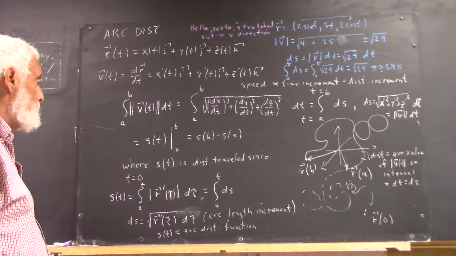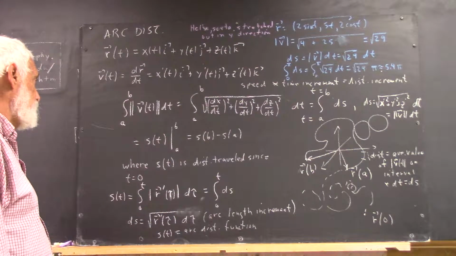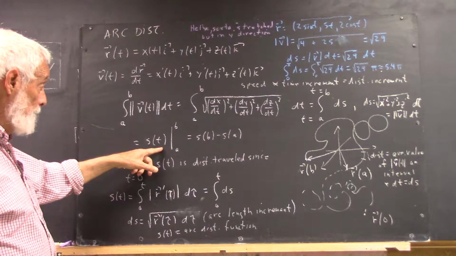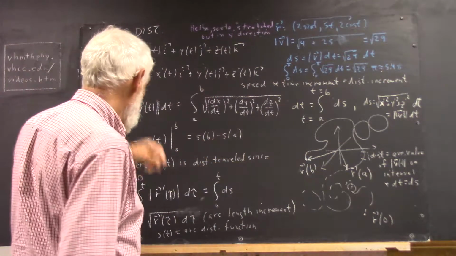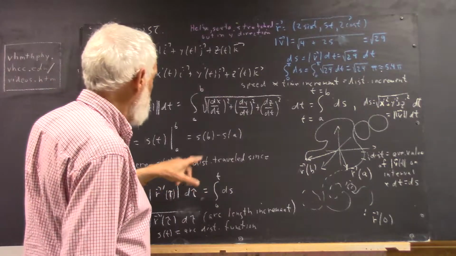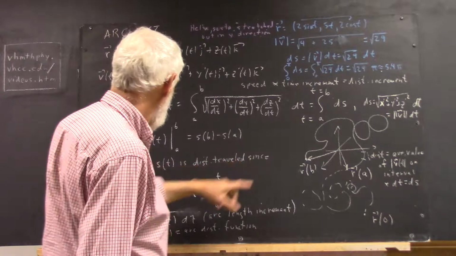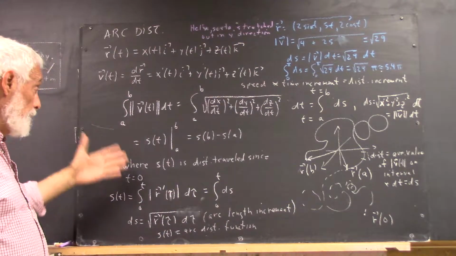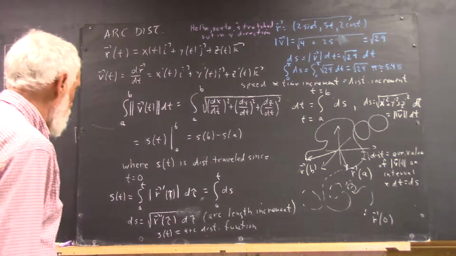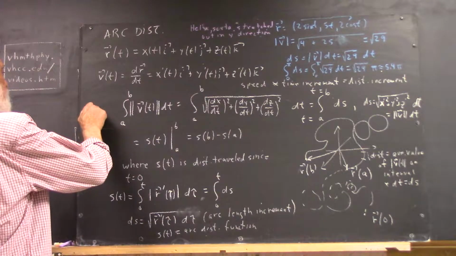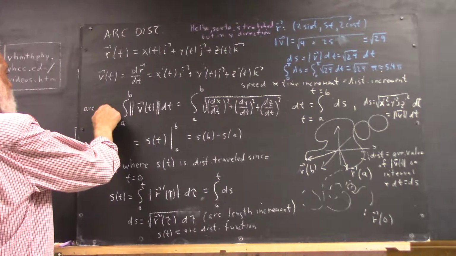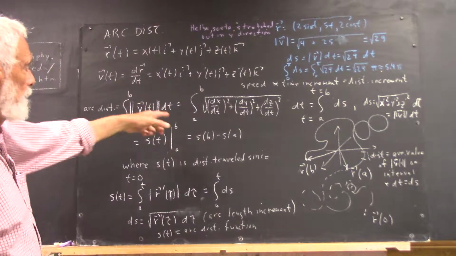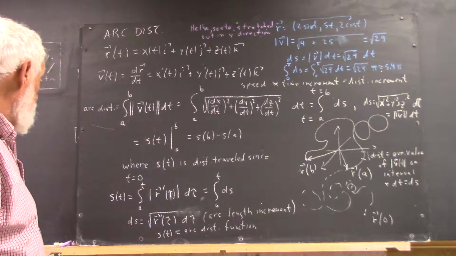Okay, and this defines your distance function. That's s of b minus s of a. S of t then would be interpreted as the distance traveled since t equals 0. So there is your result. This is your arc distance. It's basically a velocity times time integral.